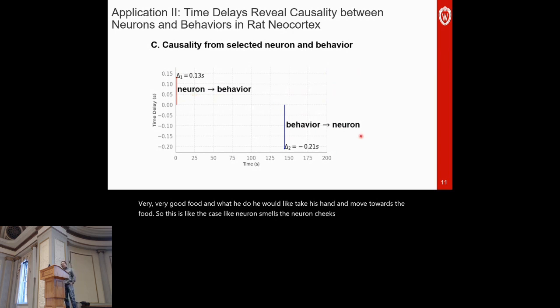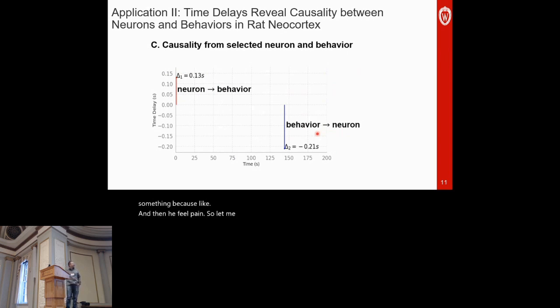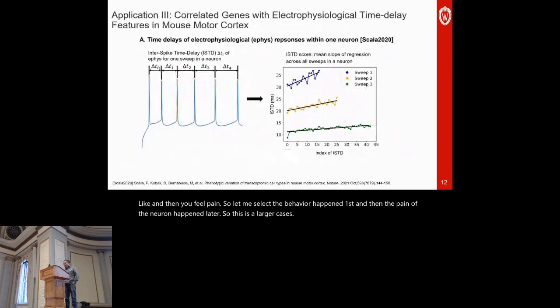At time 150, the delay is minus 0.2 seconds. This means in another case, the behavior happens before the neuron. You can imagine, for example, the rat moves or runs, hits something, and then he feels pain. So the behavior happens first, and then the pain, the neuron, happens later. So there are a lot of cases.